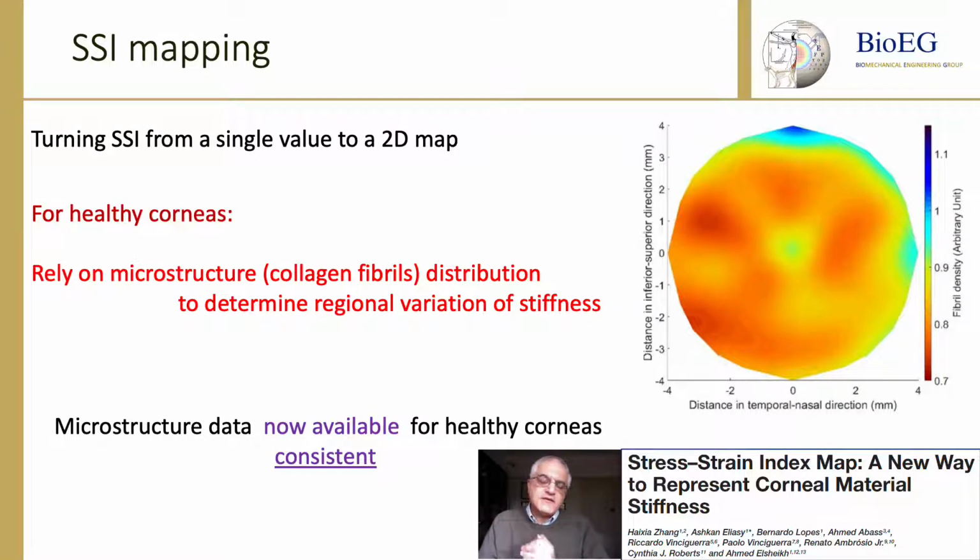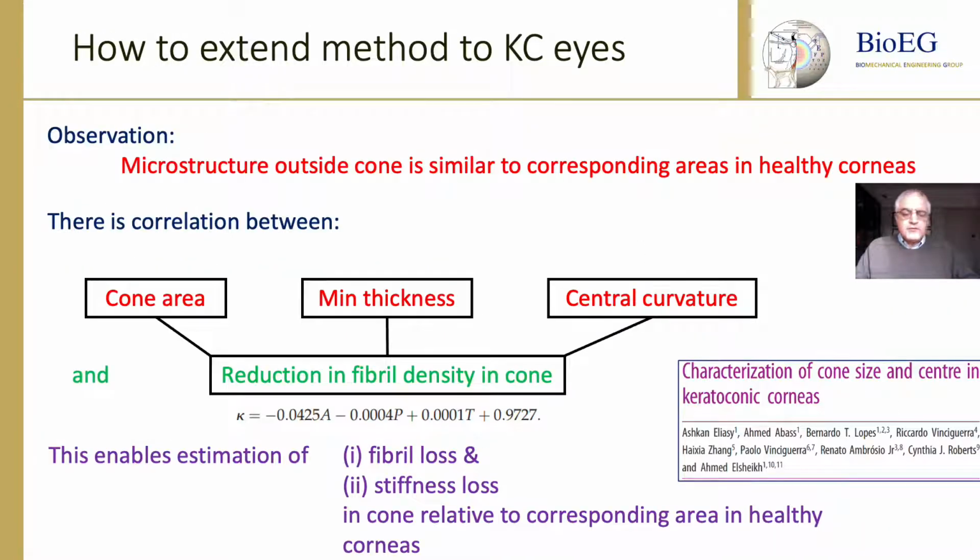The other thing, which is really good news, is that there is already microstructure data available for healthy corneas in the literature, and it is quite consistent. When it comes to keratoconic eyes, there is a bit of a challenge because, of course, the disease creates a cone. The cone has a smaller thickness, and the microstructure has been disrupted. So how do we deal with this?